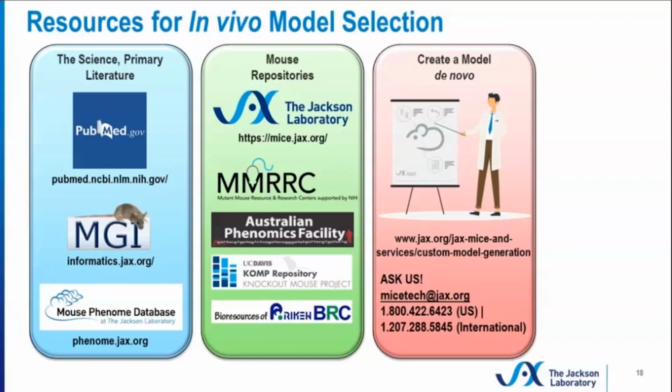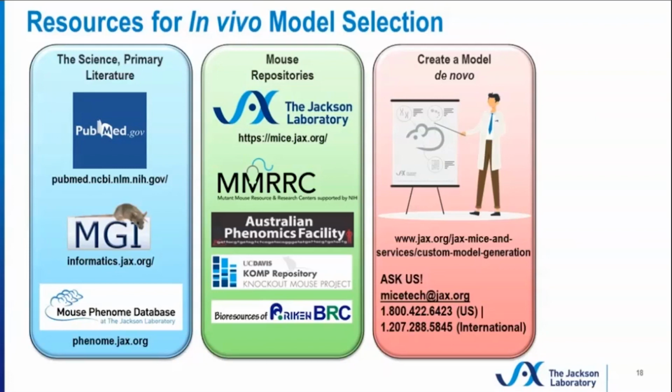So now you have the mouse selected. How do you get those mice? One option is, of course, to go to the different mouse repositories. The Jackson Laboratory happens to be one of the best, one of the biggest mouse repositories in the world. You can also go to other repositories like MMRRC and UC Davis, but it all depends on where your strain is. And once again, you can find that through MGI or PubMed.